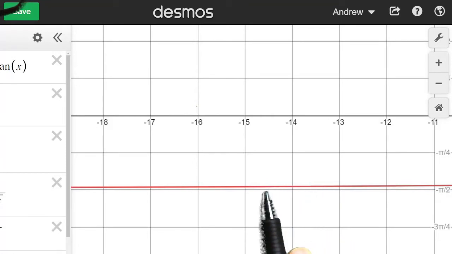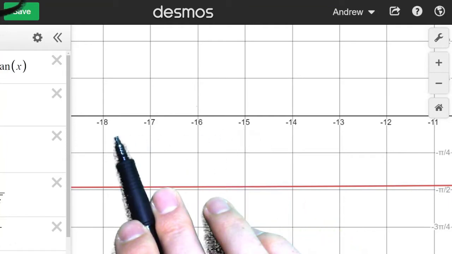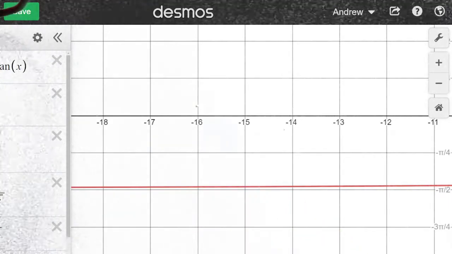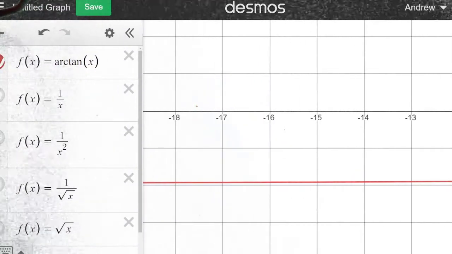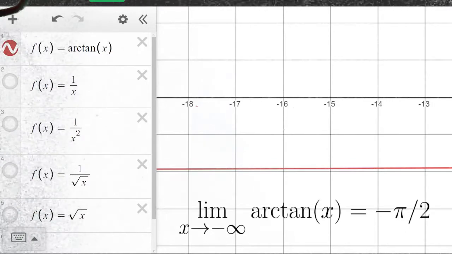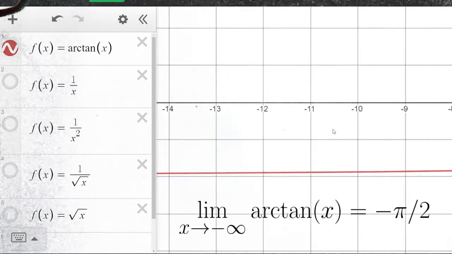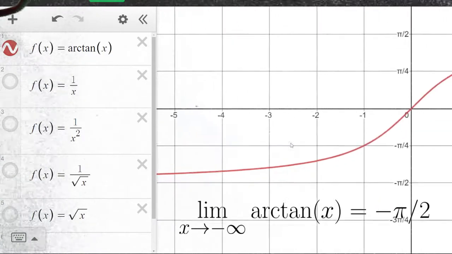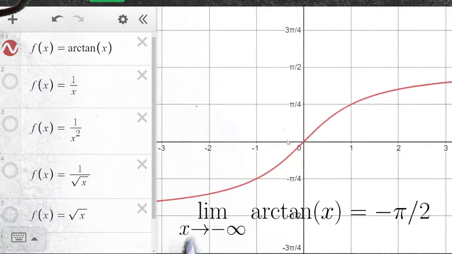In fact, we can get it to be as close as we want just by making x negative enough. So that's what it means for the limit as x goes to negative infinity to be negative pi over 2. So that's a cool function.